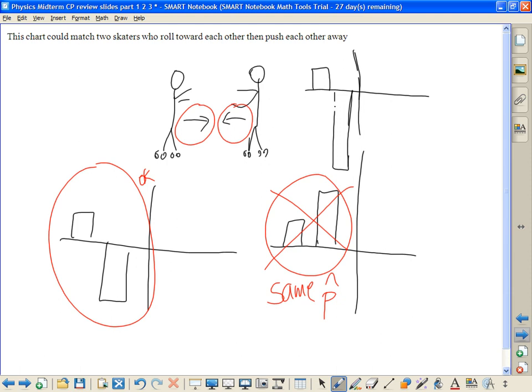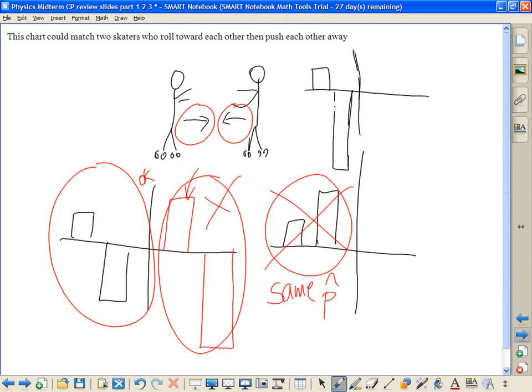Now let's see. If they push away, they're going to be going in the opposite direction afterwards. So an after state like that, legit or not? Not good. Does not match because this is the same direction as this. So although the initial part matches on this chart, the final doesn't.